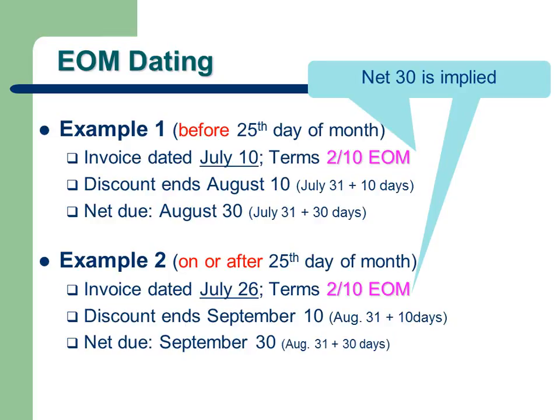So although both invoices were dated in July, because of the specific date difference, the EOM is applied a different way. If the invoice date is before the 25th day of the month, then the EOM is the end of that month, the invoice month. Whereas if the invoice date is on or after the 25th day of the month, then the EOM is considered to be the end of the following month, not the invoice month. Just remember that.